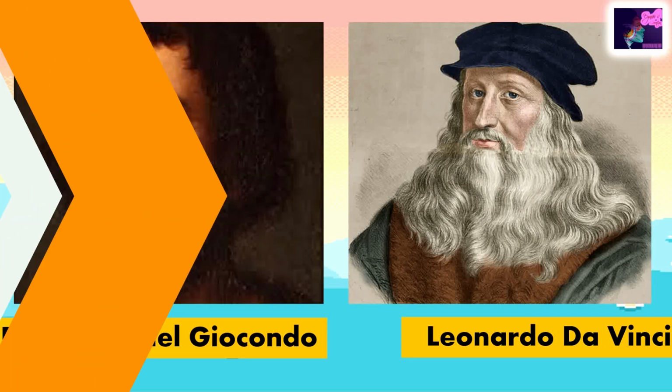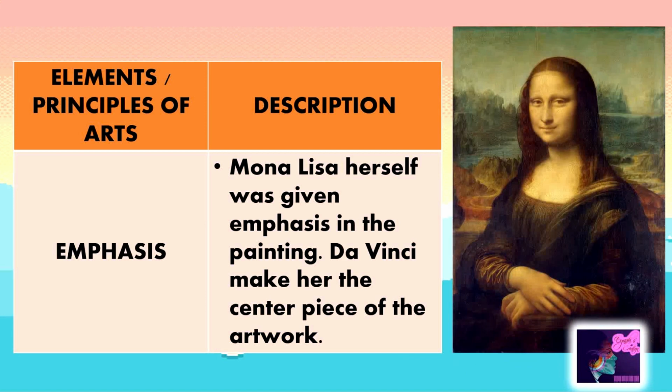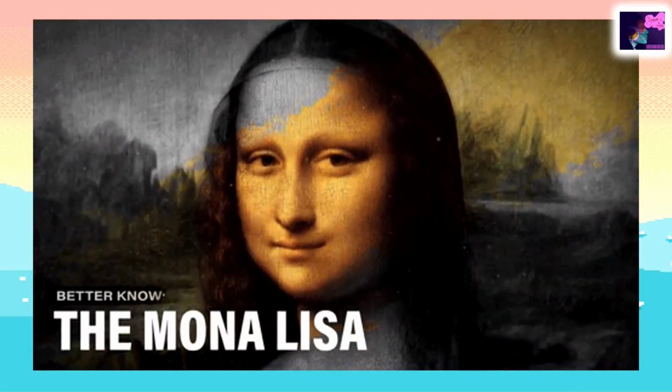Let's now evaluate the principles and the elements of arts in this painting. We have the emphasis. Mona Lisa herself was given emphasis in the painting. Leonardo da Vinci makes her the centerpiece of the artwork. As we can see, the Mona Lisa is the emphasis of the painting. Once again, the Mona Lisa.